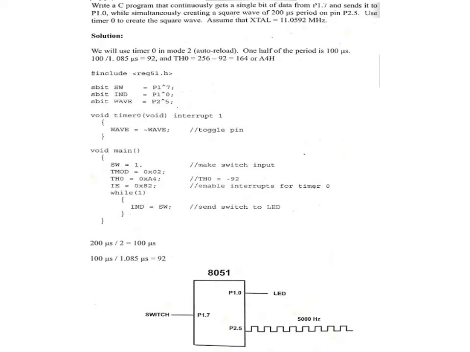So here you can see that the switch is connected to port 1 pin 7. Here whatever value the LED receives, it is shown through the LED. If 1 is received, then the LED will be turned on. If 0, then the LED will be in off position. Similarly, a square wave is generated in port 2 pin 5.